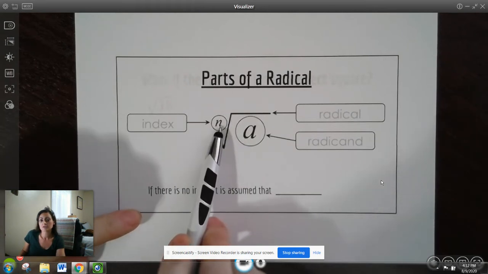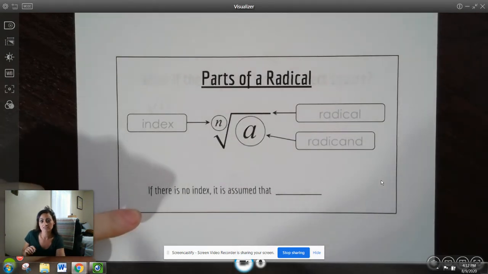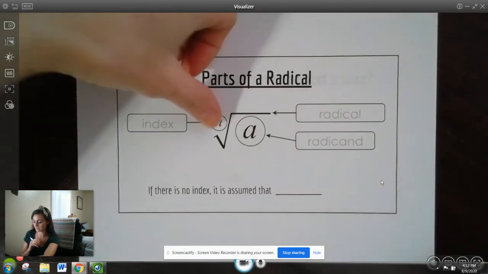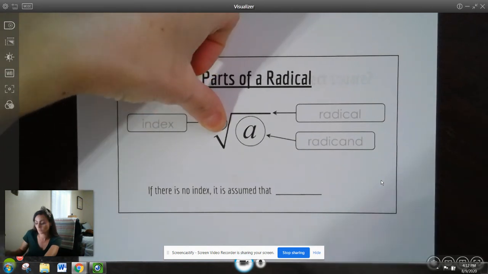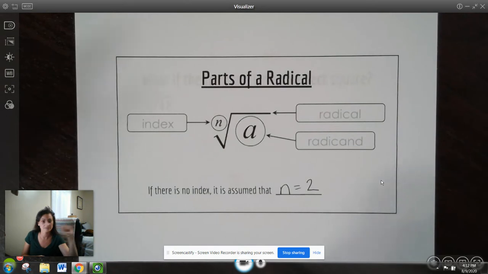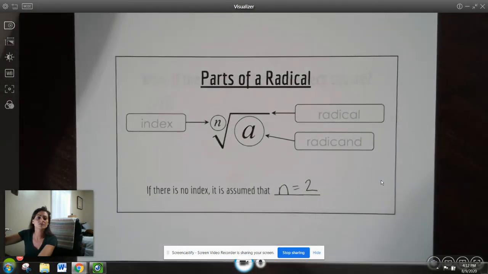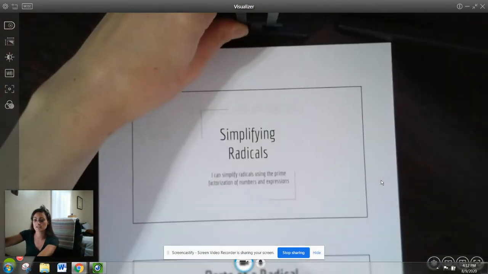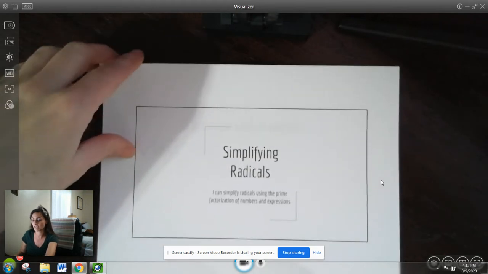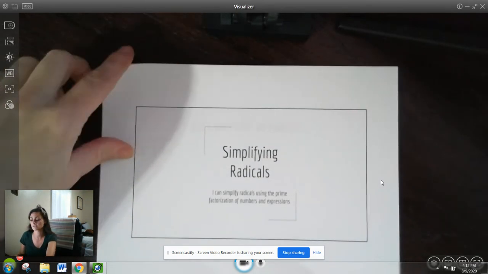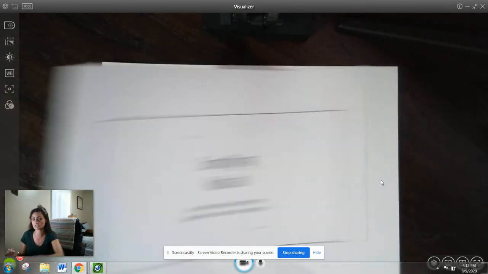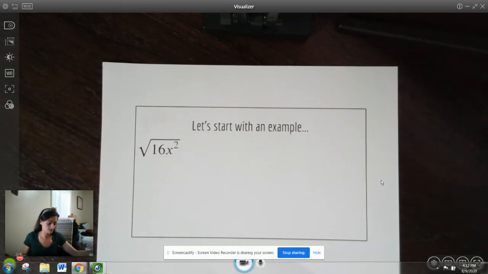So if this number isn't there, if it's not visible, then we are to assume that it's a square root, so that our n value is actually 2. And my camera will catch up with us in a second. There we go. So we're going to go through some examples looking at what happens if our radical is a square root, or our index is 2. So let's start with this example.